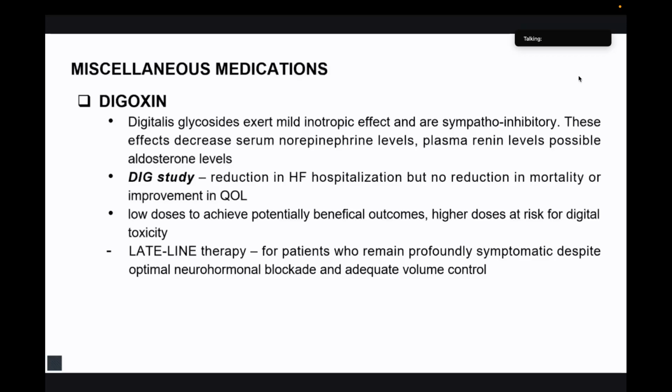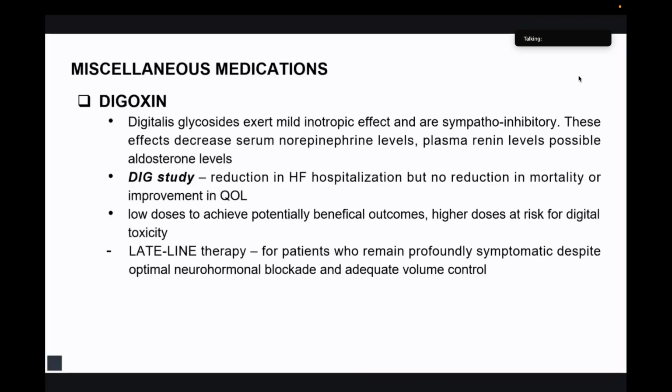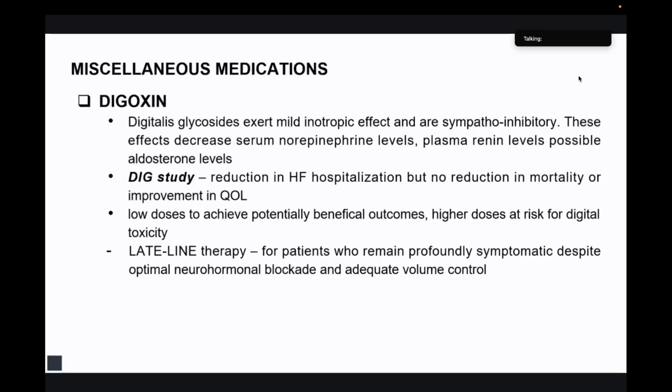The DIG study using digoxin showed a reduction in heart failure hospitalization, but there was no reduction in mortality or improvement in quality of life for these heart failure patients. Low doses of digoxin can be used to achieve potentially beneficial outcomes, but if you give higher doses, patients are at risk for digitalis toxicity. Digoxin is actually a late-line therapy. It is for patients who remain profoundly symptomatic despite optimal neurohormonal blockade and adequate volume control.